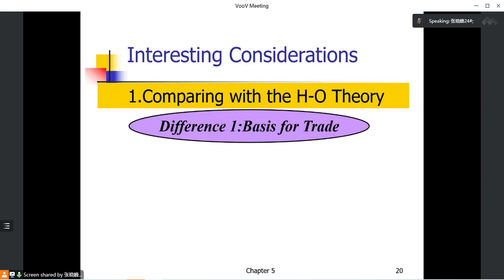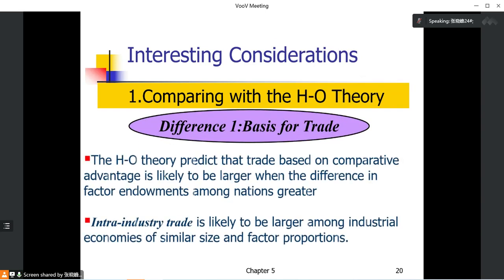We make a comparison with taste preferences, interesting considerations. Comparing with the HO theory, the more classical international trade theory, the different one is the basis for trade. The HO theory predicts that trade based on comparative advantage is likely to be larger when the differences affecting endowments among nations are greater. Here the trade is based on comparative advantage.